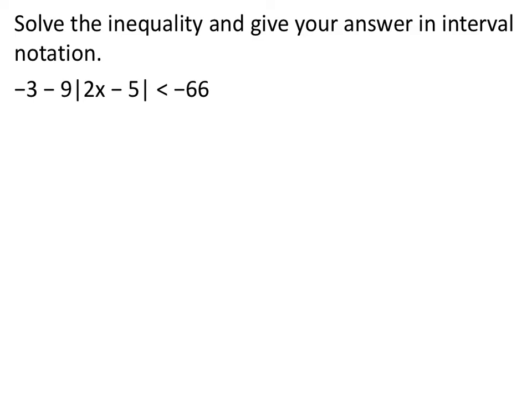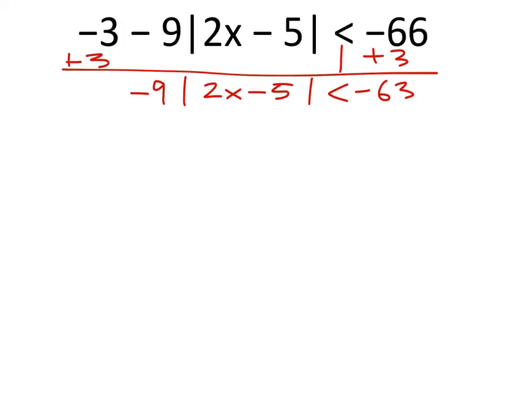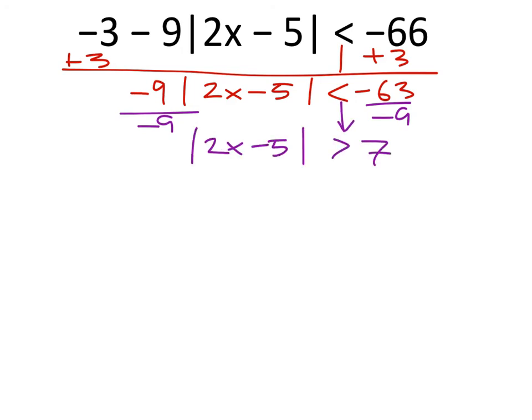So on this one, we'll have to subtract 3. No, it is add 3 to both sides. See, and this is where it's going to change for us. Now we need to divide both sides by negative 9. It is going to flip the inequality, but it's also going to make that a positive 7 right there.